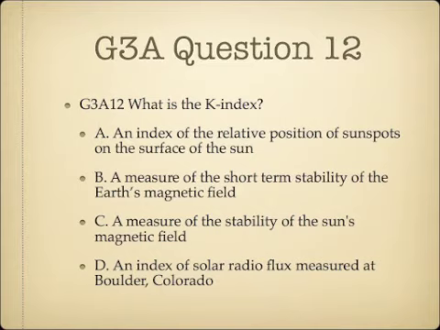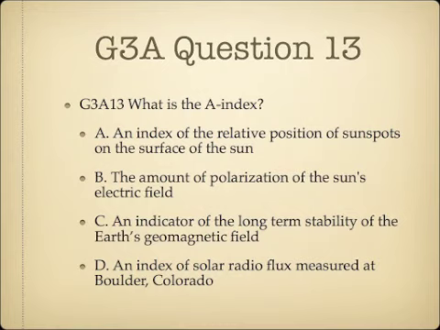Question 12. What is the K index? A. An index of the relative position of sunspots on the surface of the sun. B. A measure of the short-term stability of the Earth's magnetic field. C. A measure of the stability of the sun's magnetic field. Or D. An index of solar radio flux measured at Boulder, Colorado.